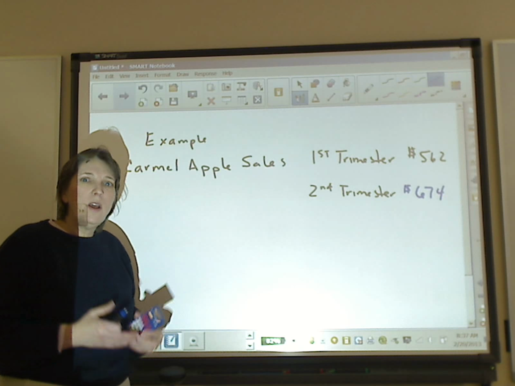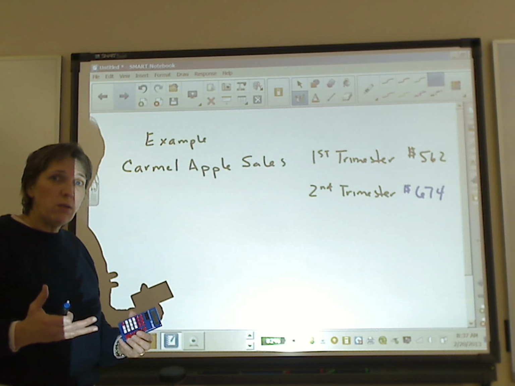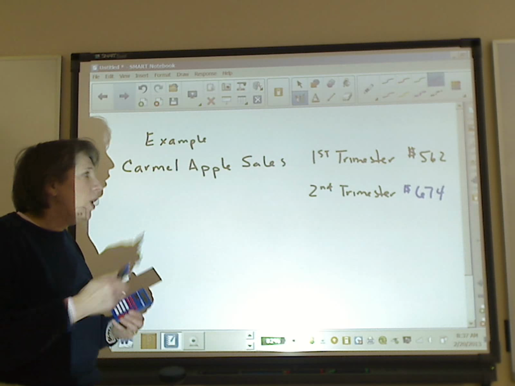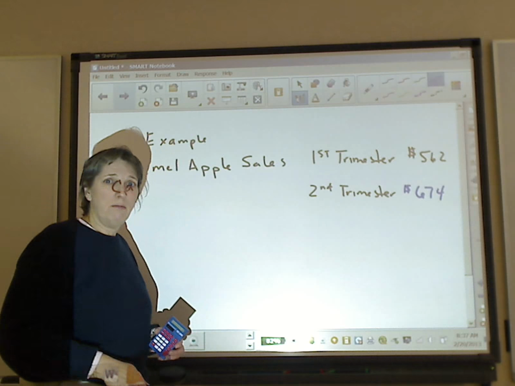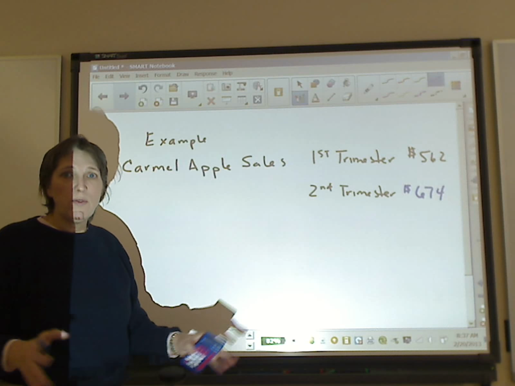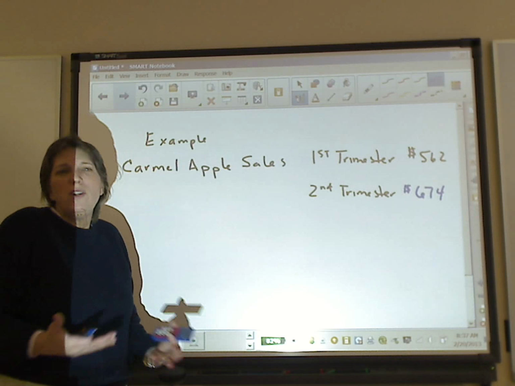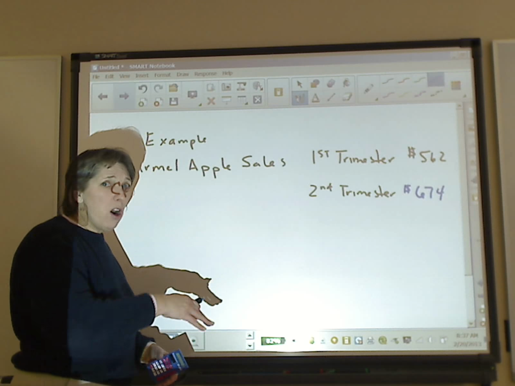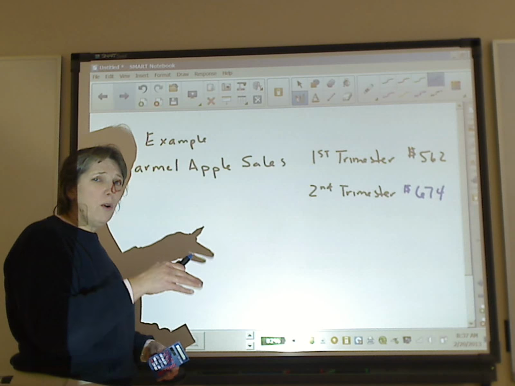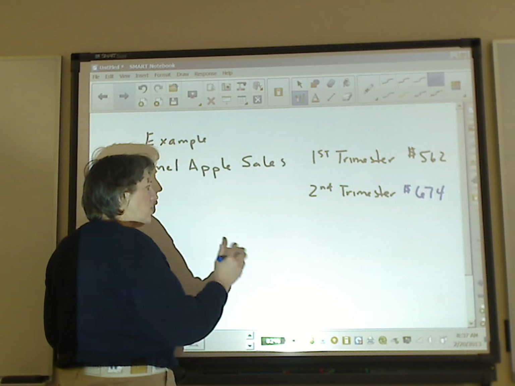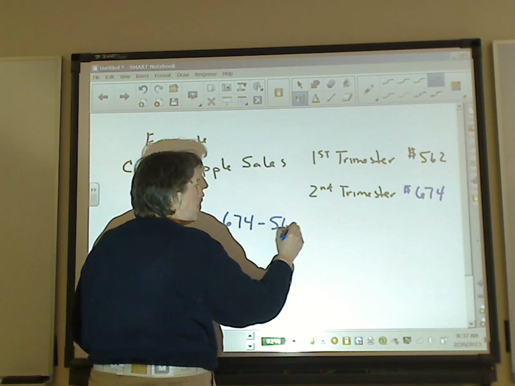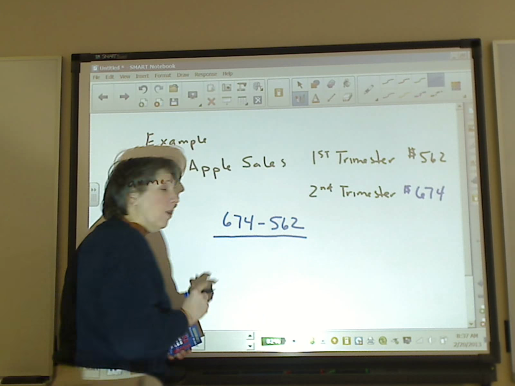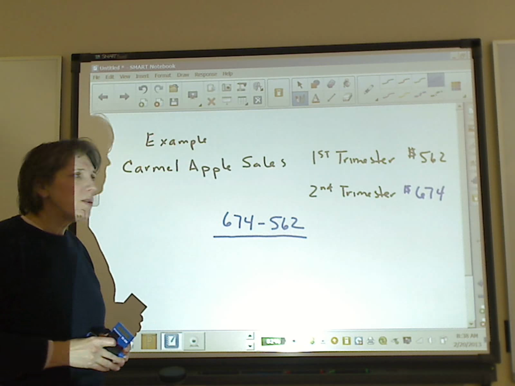To do that, you just subtract the two amounts. It doesn't matter which one comes first, but you want the larger number to come first so you don't have a negative number. So regardless, in the numerator, you just subtract the two amounts. So you have 674 minus 562 over, all of them have to be written in ratios.